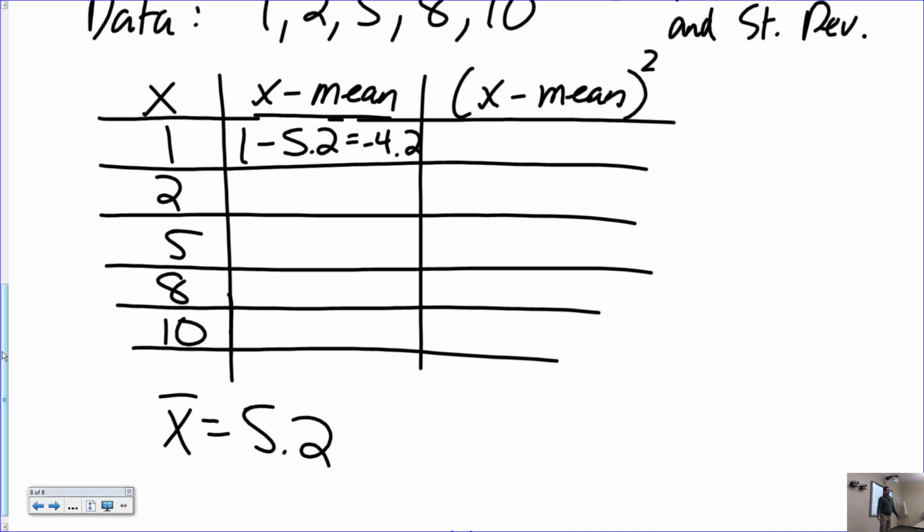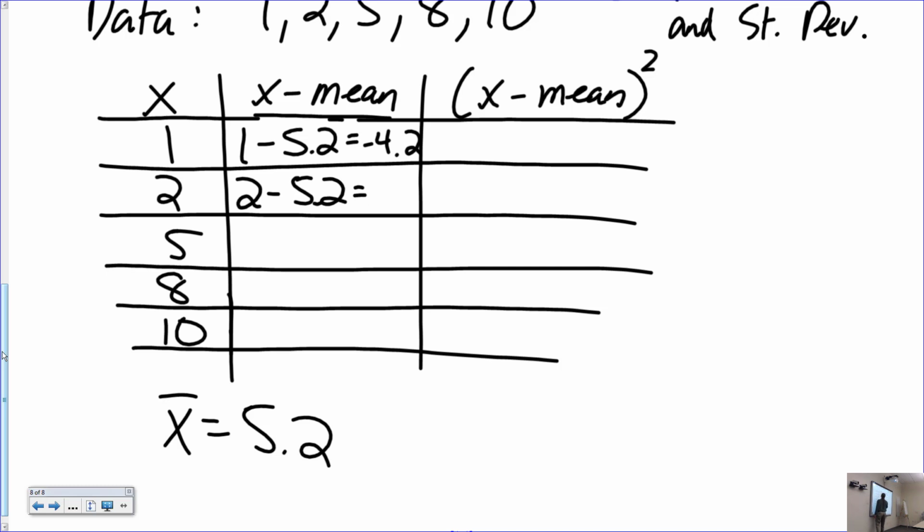Negative 4.2. Please note, folks, that there's a negative sign there, but remember that we are going to square that negative sign. What happens when you do a negative times a negative? It goes away. So the negative sign is technically there, but please realize that when you square it, it's gone. Okay?